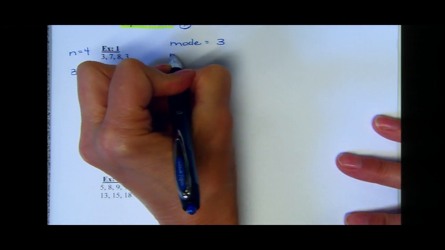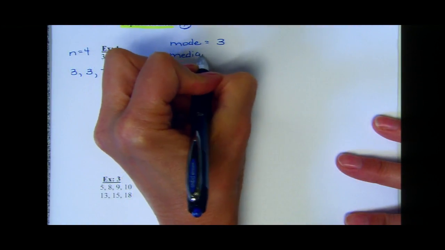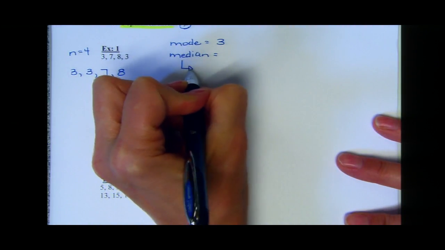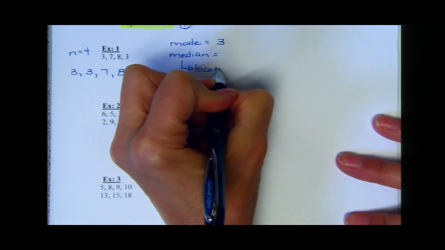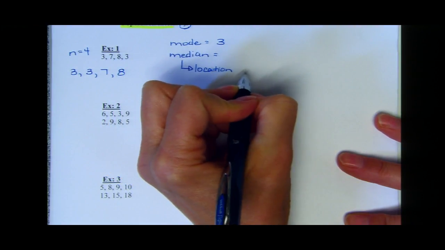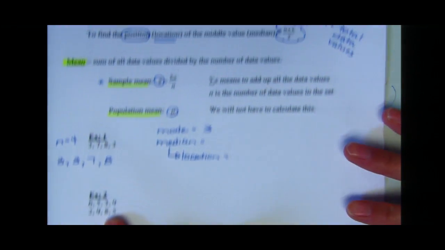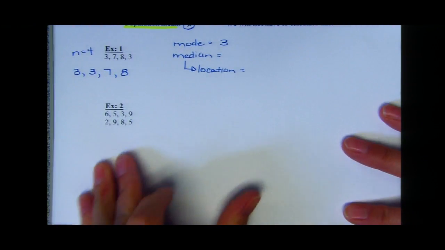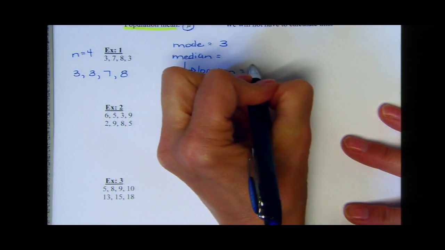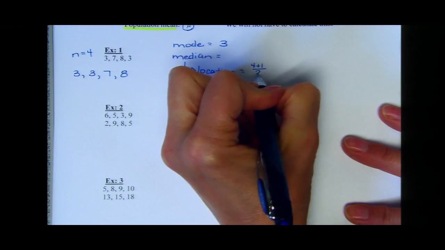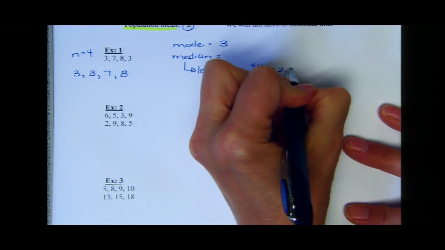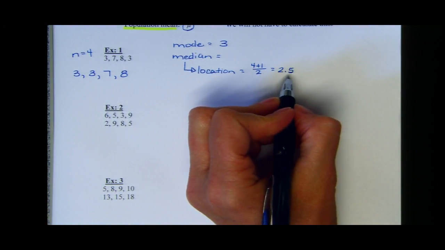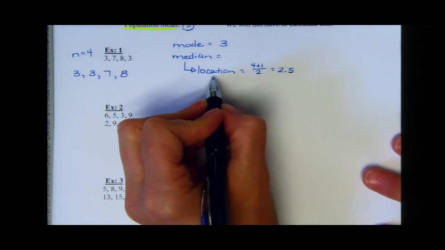Now what we're going to look at is the median. And the median is basically the middle number. So just to get you used to it, we're going to look at how to calculate the location of the median. The location of the median is this formula right here, n plus 1 divided by 2. Since n is 4, there are 4 data values, we would put 4 plus 1 divided by 2, and that equals 2.5. Now here's where you need to be careful. 2.5 is not my median. 2.5 is the location of my median.